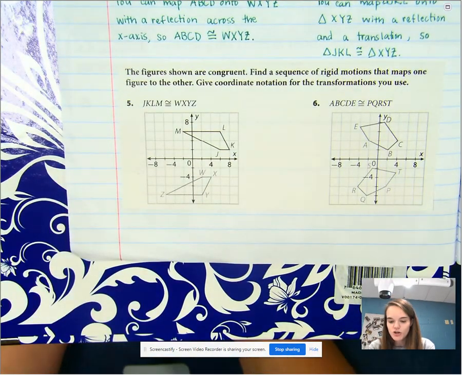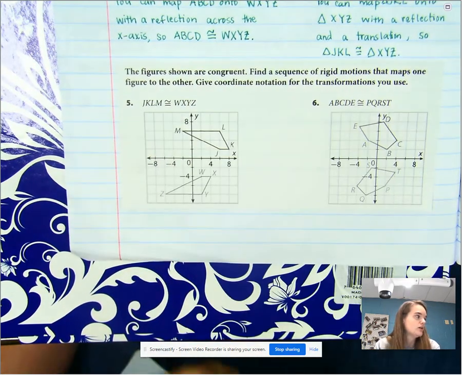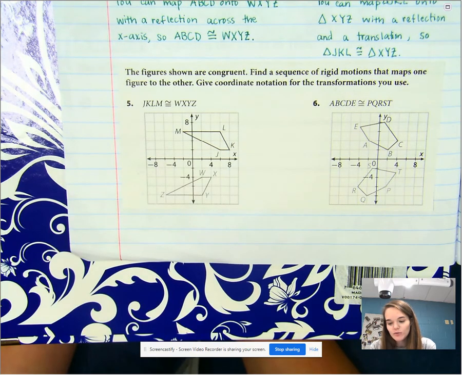All right, so the figures are shown. The figures shown are congruent. So we already know they're congruent. That means we don't have to actually say this now. We already know they are. Find a sequence of rigid motions that maps one figure to the other. Give coordinate notation for the transformations you use.